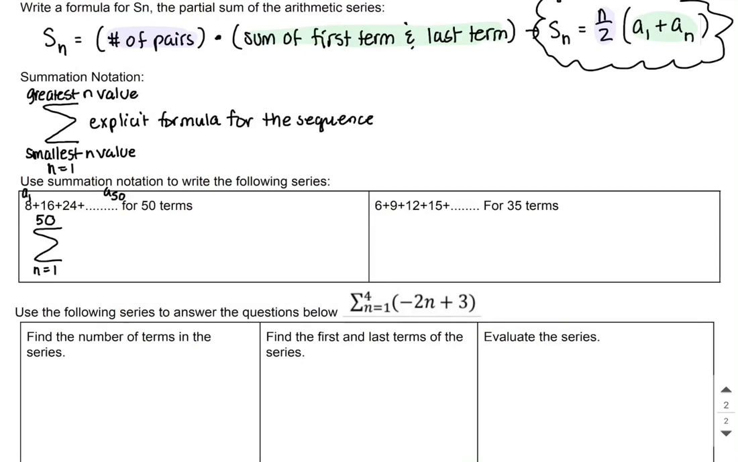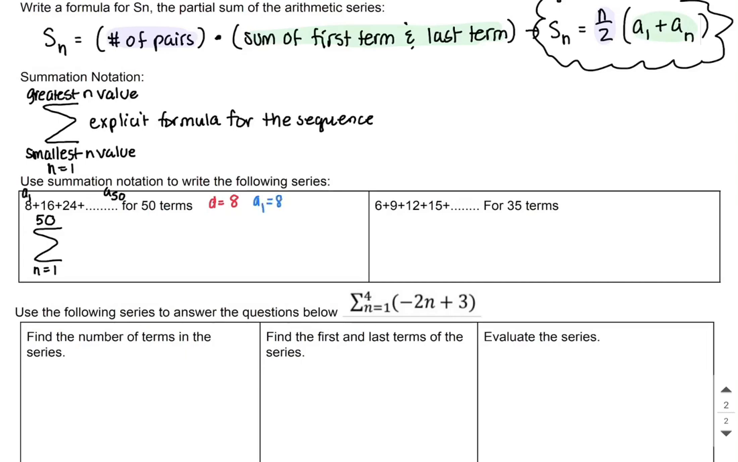From 8 to 16, 16 to 24, I know I'm adding 8 each time. So d is equal to 8. The next thing I need for my explicit formula is my first term, but I like to use the preceding term to the first term. So I like to use a sub 0, or the term before the first term. So a sub 1 is equal to 8.